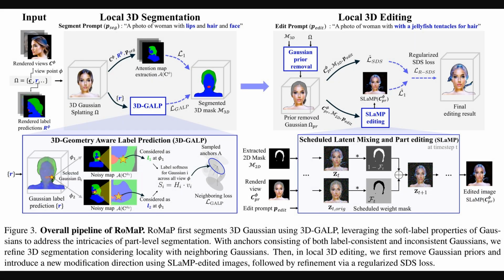So this next figure gives us a fantastic high-level view of the whole RoMaP pipeline. On the left, we see the segmentation. Using a text prompt for the hair and face, the system's 3D geometry-aware label prediction, or 3D GALP module, creates a precise 3D mask by analyzing the object from multiple viewpoints. Then, on the right, for the editing, a new prompt like jellyfish tentacles for hair is used. The model first removes the original hair's color, and then uses a process called scheduled latent mixing and part editing, or SLaMP, to guide the final impressive result.